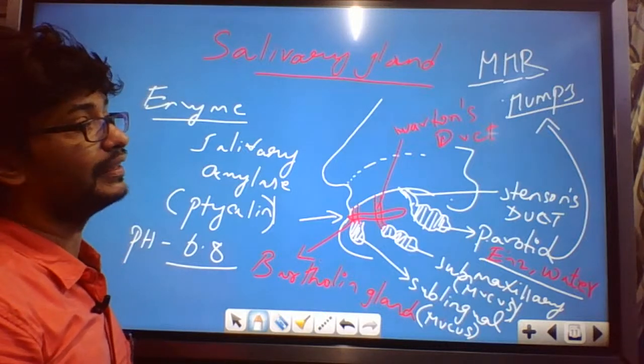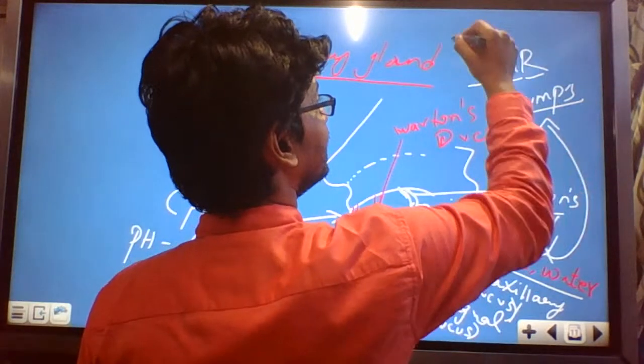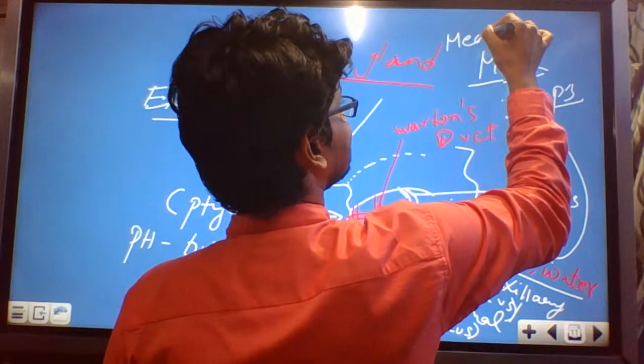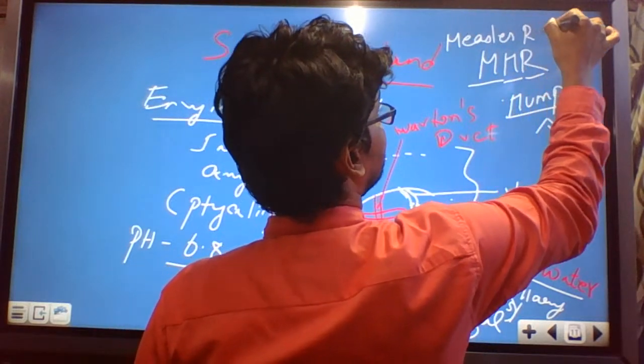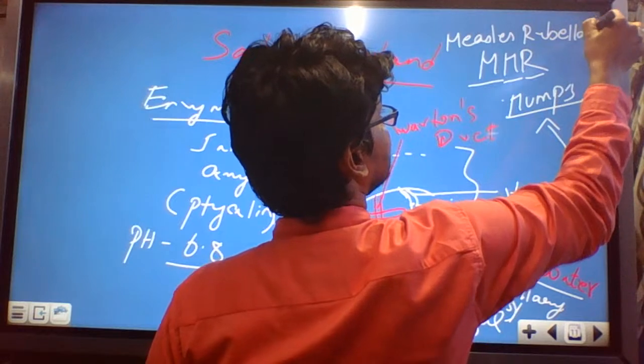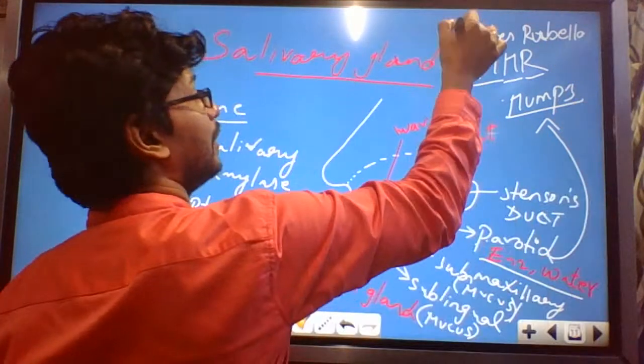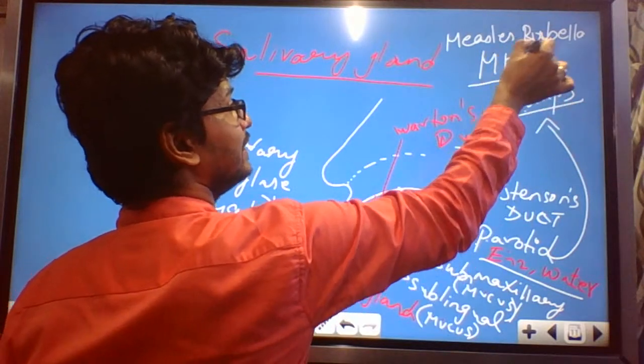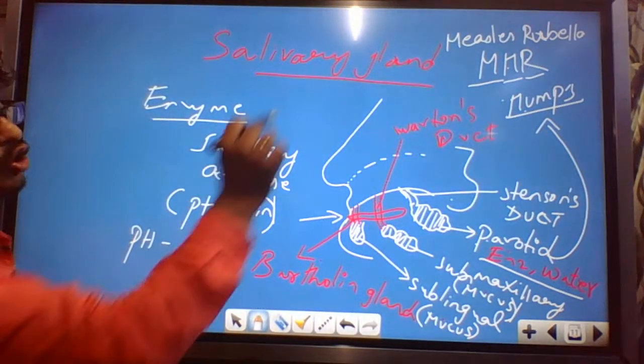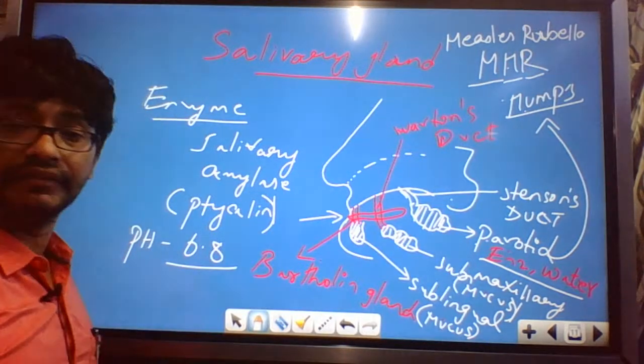So MMR is actually, we call it mumps, measles, rubella. The மூணுத்துக்குமே சேர்த்து ஒரே வேக்சினா கொடுக்கும். It's for the preventive measures. So MMR, that is mumps, measles, rubella, to get rid of these 3 viral diseases.